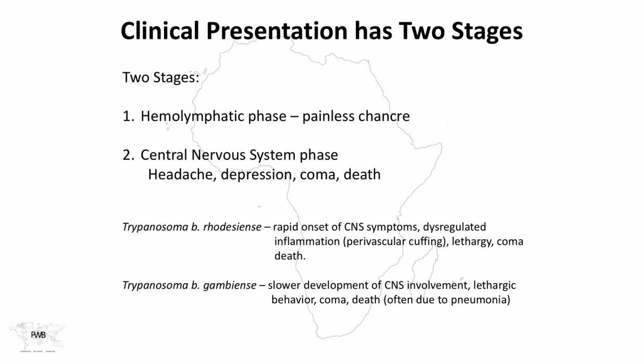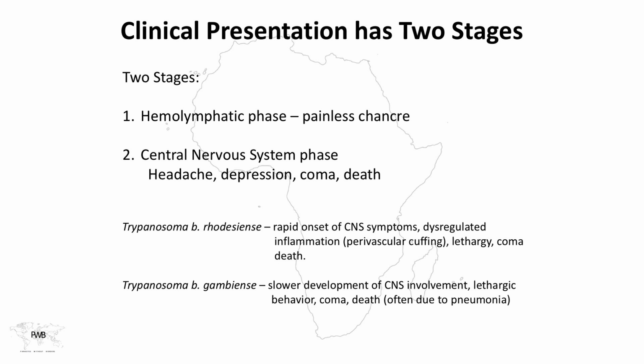One is the hemolymphatic phase, where we have this painless chancre. Now, the actual bite of the tsetse fly, it hurts. These are quite impressive little vectors. The second phase, though, this is the real symptomatic phase. This is the central nervous system phase. This is where we have headache, depression, coma, and ultimate progression to death.